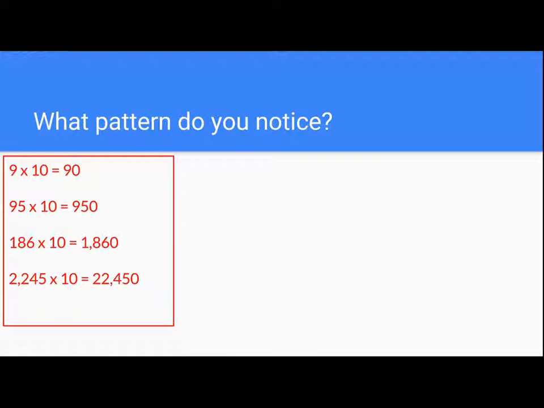So I'm going to show you some numbers, and I'm going to ask you what patterns you notice. So here we have 9 times 10 equals 90. 95 times 10 equals 950, 186 times 10 is 1,860, 2,245 times 10 is 22,450. What pattern do you notice?